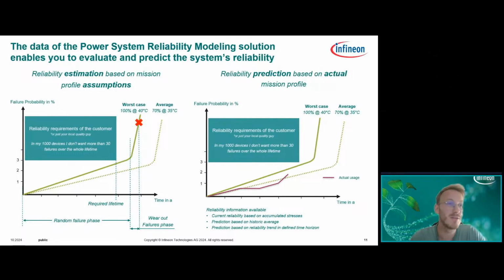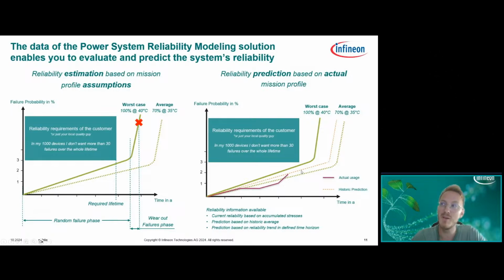But you can also do very powerful predictions with it. For example, if you take the average mission profile that you have and extrapolate it, using the logic that you continue to use your power supply how you used it in the past, your estimated failure probability in 2 years will be that.